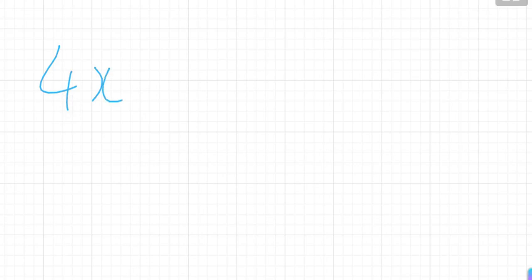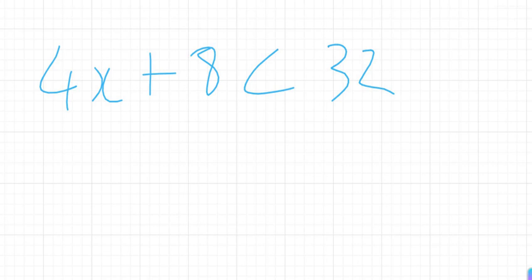Let's write an equation of 4x plus 8, and what sign should I use? We use less than 32. So what's happening now? We're actually going to solve for the value of x, just as if we had a linear equation. We're going to substitute this with an equal sign temporarily, and then we solve for x.